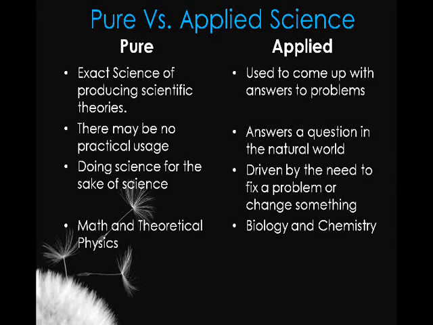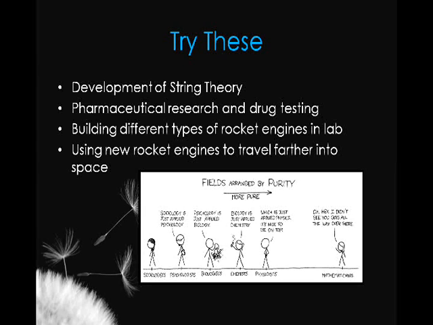Pure science is often found in the fields of math and theoretical physics, where applied science is often found in biology and chemistry. We can often see pure science being done in the lab and then applied science being done in the field. So which type of science would each of these be? Development of string theory, pharmaceutical research and drug testing, building different types of rocket engines in lab, and using new rocket engines to travel farther into space.